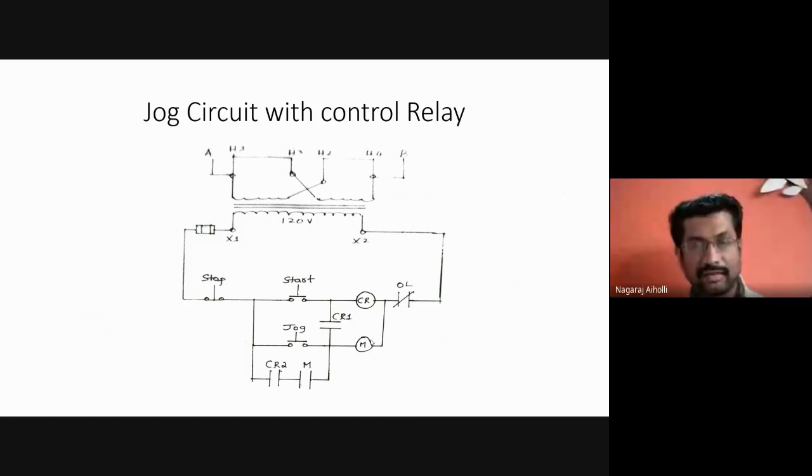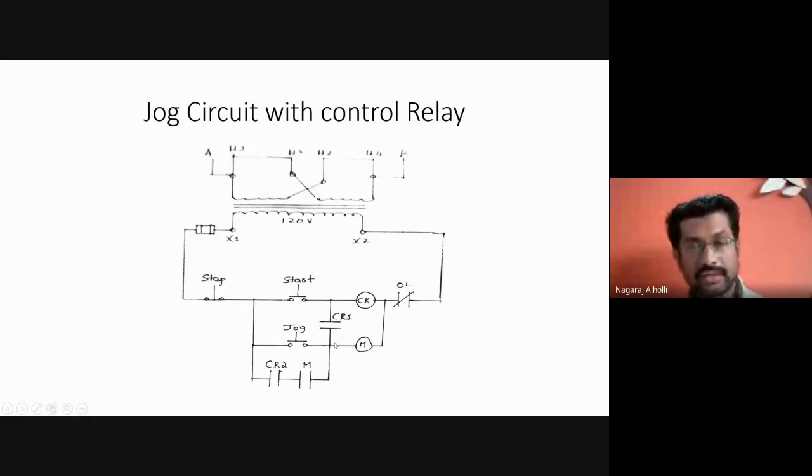Initially, the start button is pressed. The jog switch is not pressed; only the start button is pressed. When the start button is pressed, the control relay CR is energized. The start current also flows through CR1, through the M contact, and through the CR2 relay contact.